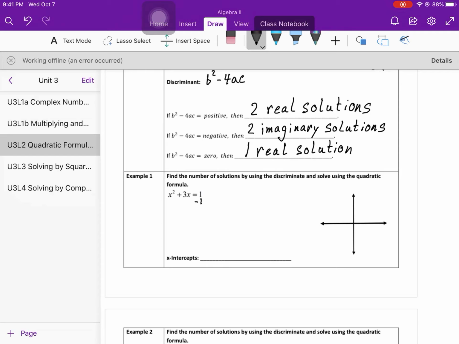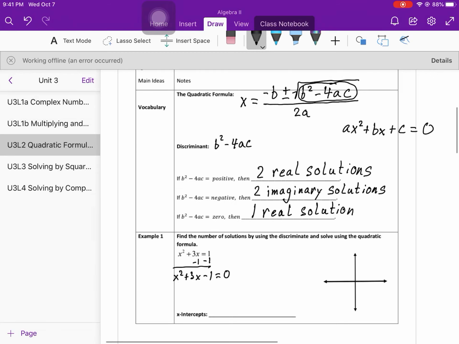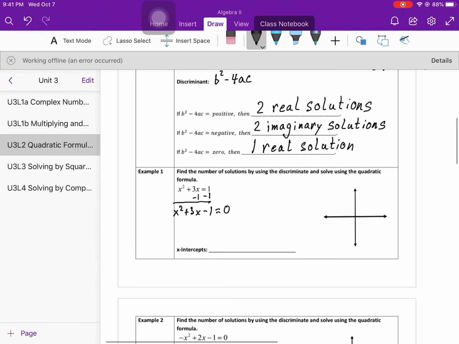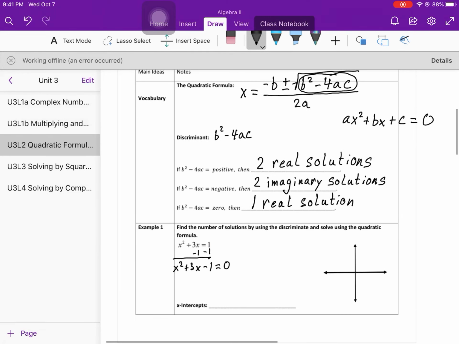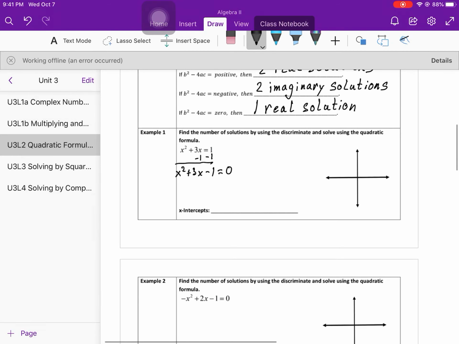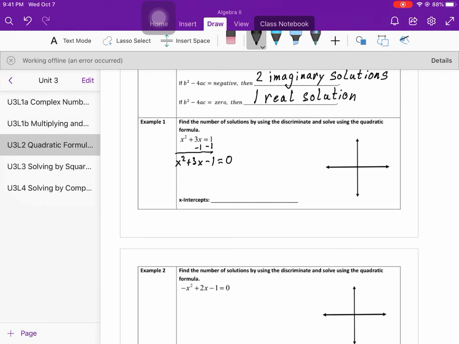So to get 1 to the other side, I've got to subtract 1. So we get x squared plus 3x minus 1 equals 0. Okay, now I actually have to plug this into the quadratic formula, so that's right up there. But it wants us to use the discriminant part first, so that's the b squared minus 4ac. I'm not going to do this on every single problem. I just want to do it on a couple to show you the types of solutions that we should get.